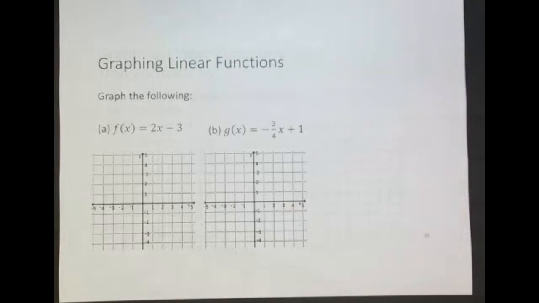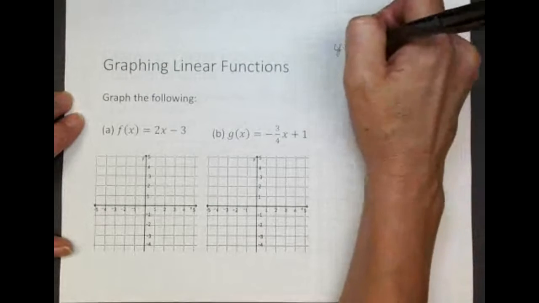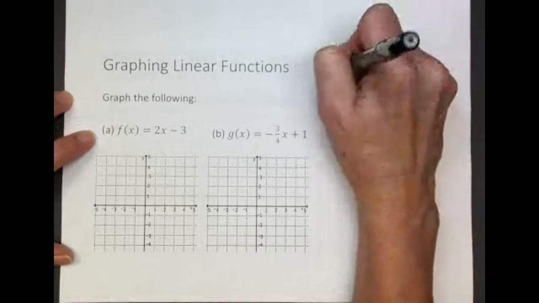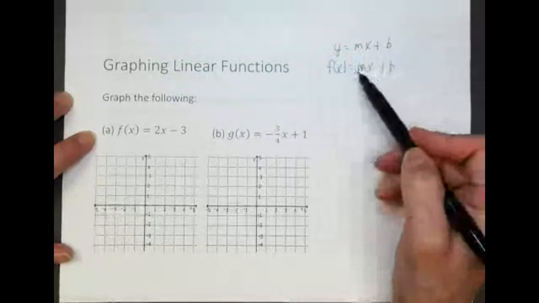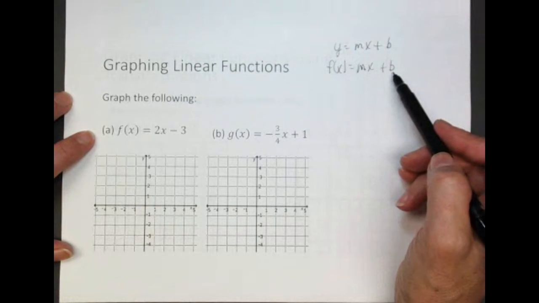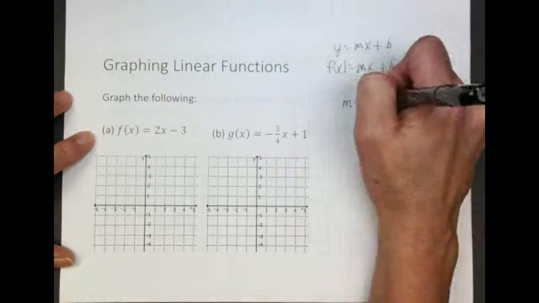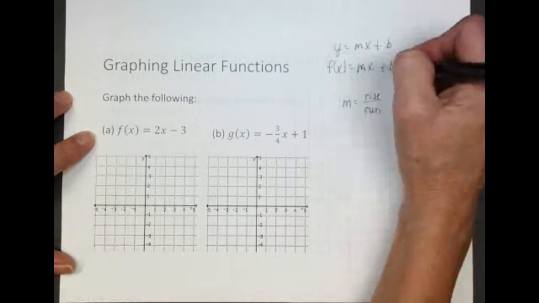There are other ways to graph lines. If we have a function in its standard linear form, remember, y equals mx plus b, that would be function form. We could say that f of x equals mx plus b. In this situation, recall from the previous section, b is the y-intercept, and m is the slope. So we can think of m as rise over run, our slope, or our rate of change. Our b is our y-intercept.